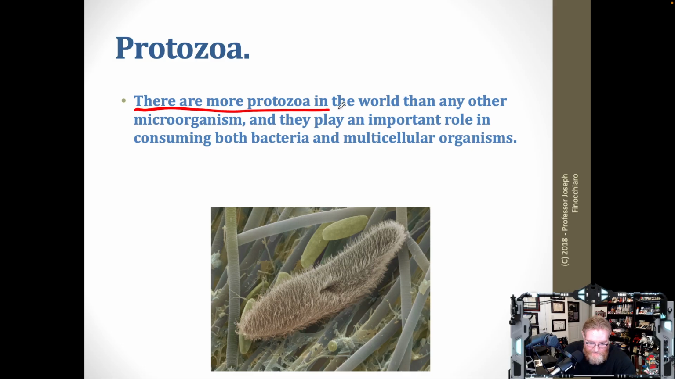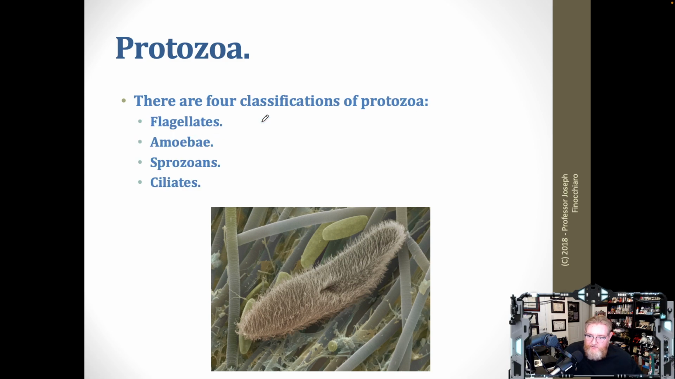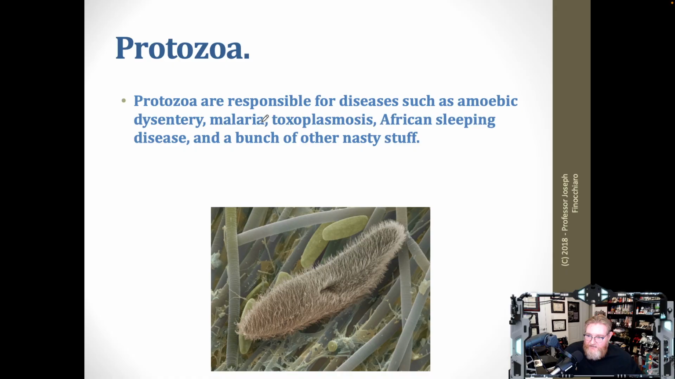There are more protozoa in the world than any other microorganism. You know that is hugely important. They play an important role in consuming both bacteria and multicellular organisms. There are 4 classifications of protozoa: flagellates, amoebae, sporozoans, and ciliates. Protozoa are responsible for diseases such as amoebic dysentery, malaria, toxoplasmosis, African sleeping disease, and a bunch of other fun stuff.